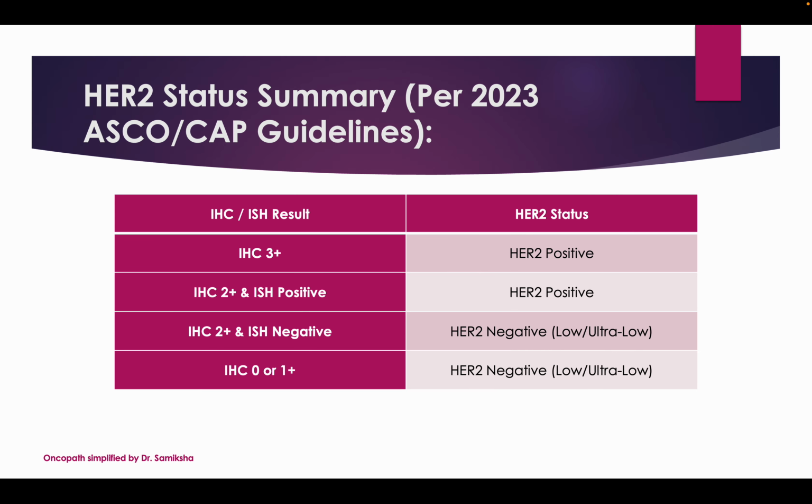And if on IHC you have a 2+ score that is equivocal, it is further subjected to in situ hybridization, and if ISH is positive, then you label them as HER2 positive tumors. On ISH, if the equivocal tumors are negative, then you call them again as HER2 negative tumors.